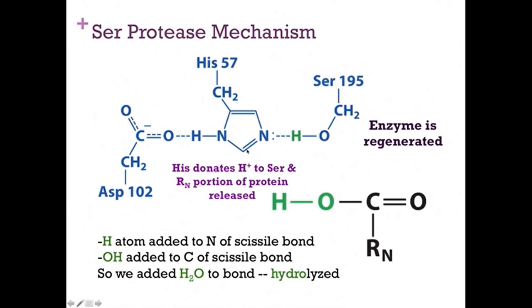Finally, histidine donates the proton back to serine, and so serine releases the carbon of the intermediate, which now carries the OH group of the water molecule. This renders the active site just as it was before the whole reaction began. So the enzyme has been regenerated, and the N-terminal portion of our substrate peptide is released after the C-terminal portion. This is how a chymotrypsin enzyme breaks the peptide bonds one by one of the incoming proteins.